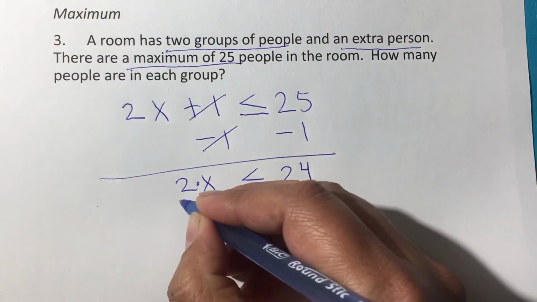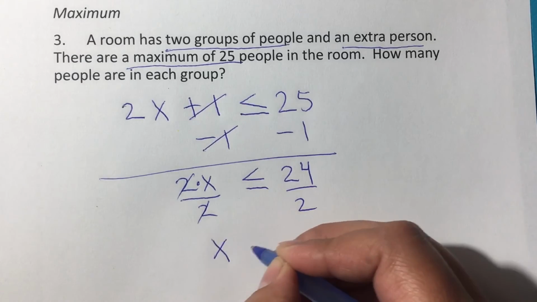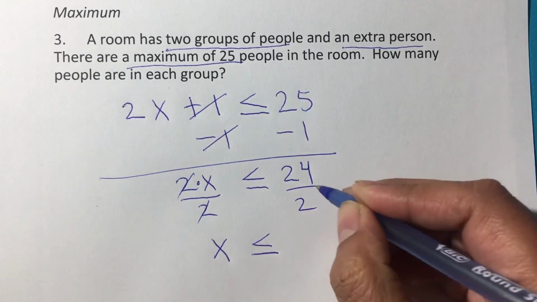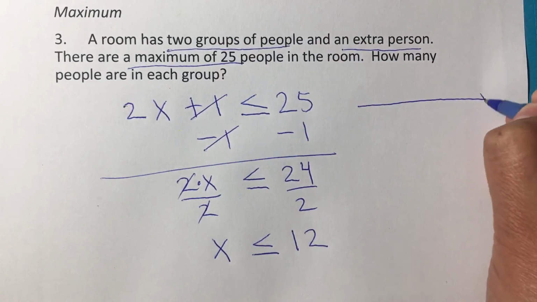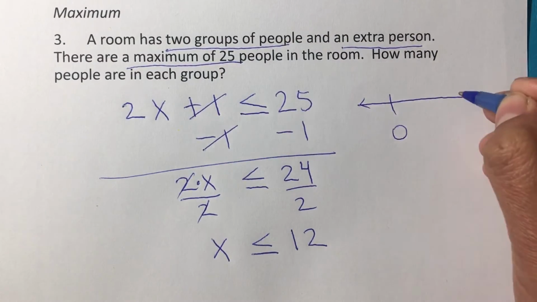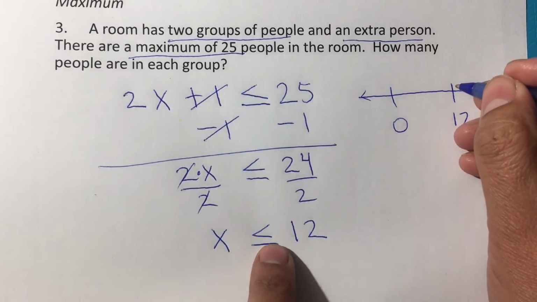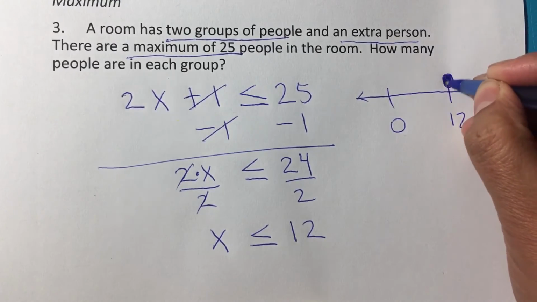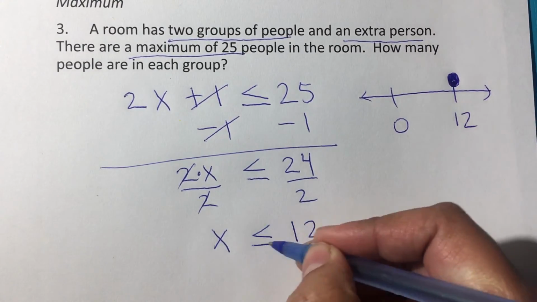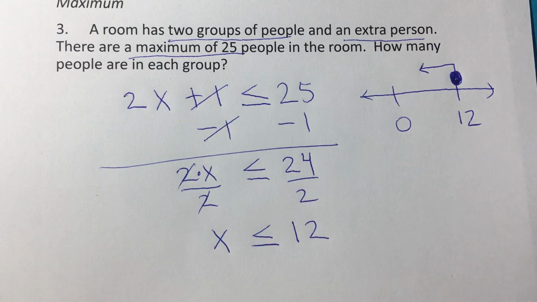If I'm multiplying, the opposite of multiplication is division. And so x is less or equal than 12. Again, we graph it by putting 0 and 12. Because we have the equal sign, we're going to close the circle. And again, it's pointing to the left, so it's going that direction.